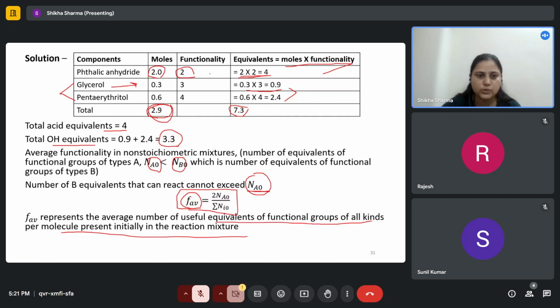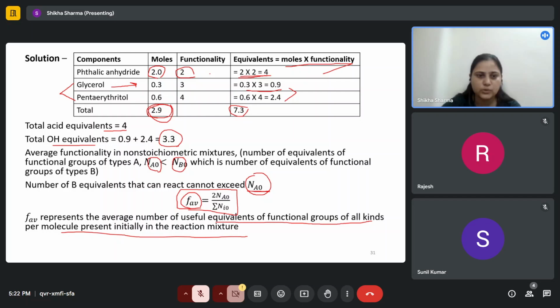So how we approached is, we calculated first the equivalents, because we need to understand there are two things. What is actually happening is an acid-base reaction, where the acid equivalents are there and the OH equivalents are there. So we need to calculate which is in the limiting amount. For that, the phthalic anhydride has 2 moles and the functionality is 2. So we calculated the acid equivalent as 2 into 2 equals 4.